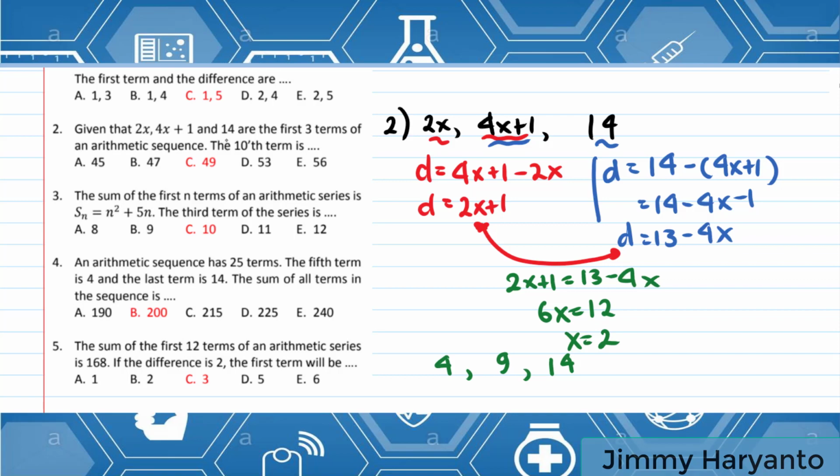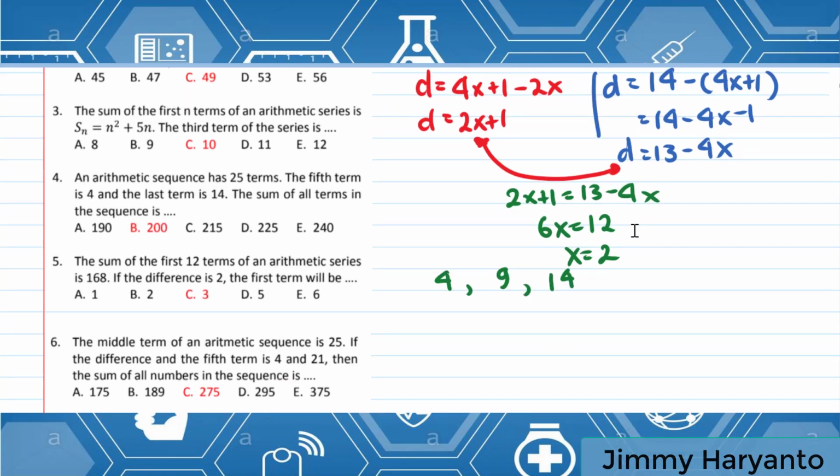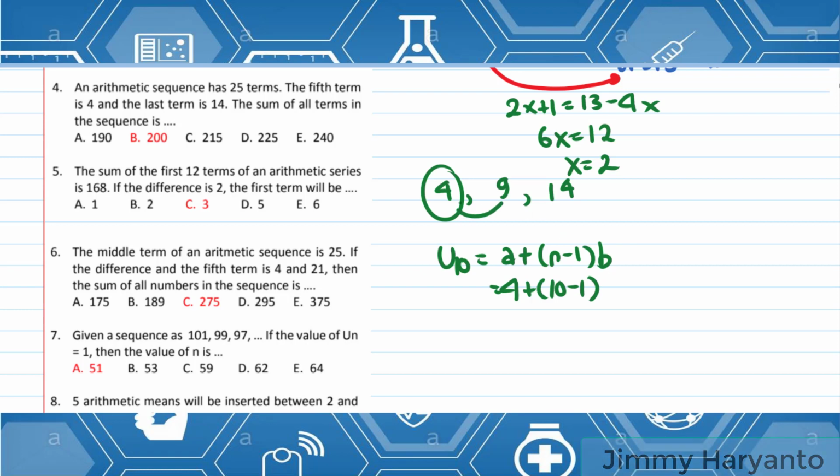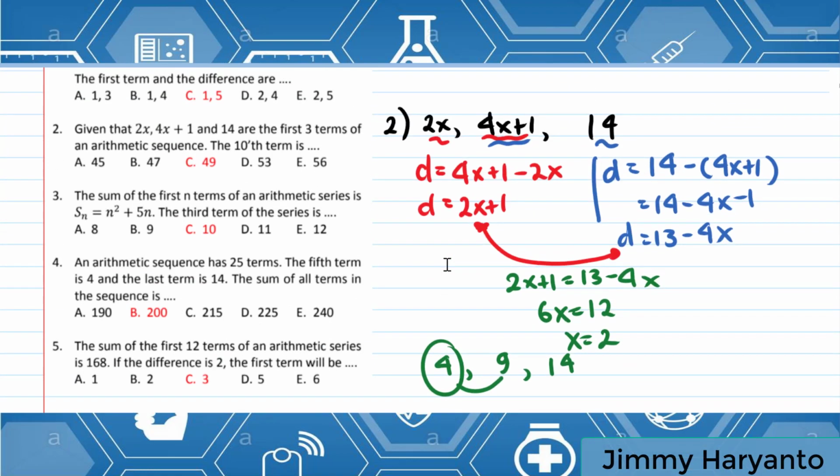The question wants us to find the 10th term. 10th term is U10. Okay, because this is arithmetic, the formula will be A plus (n minus 1) times B. A is 4. And then n is 10, 10 minus 1. And then B is the difference from 4 to 9. It is 5. 4 plus 9 times 5 equals 4 plus 45 equals 49. There you go. The 10th term is 49. C.